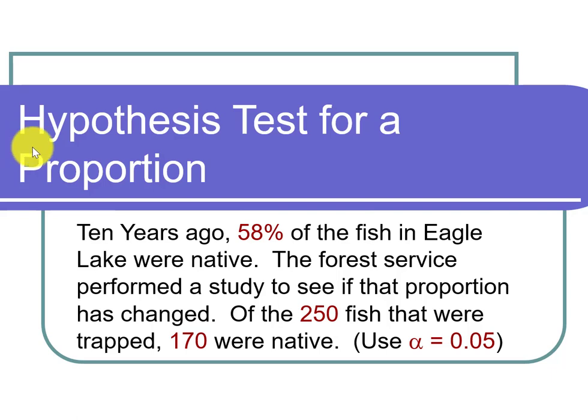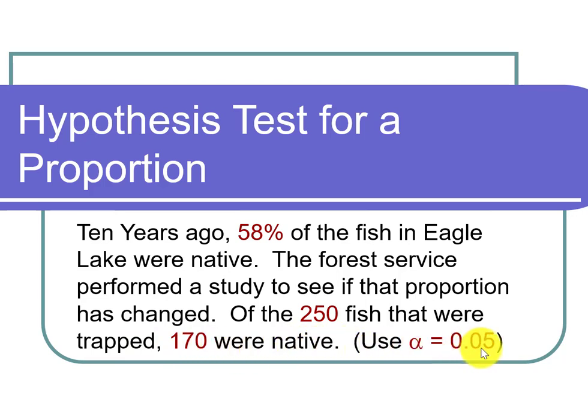This is a video about a hypothesis test for a proportion. The question states, 10 years ago, 58% of the fish in Eagle Lake were native. The Forest Service performed a study to see if that proportion has changed. Of the 250 fish that were trapped, 170 were native.